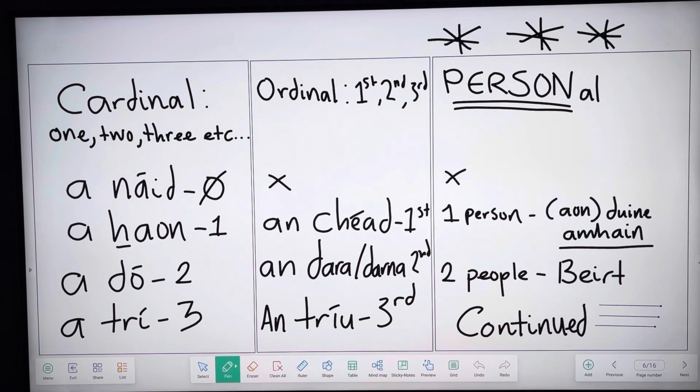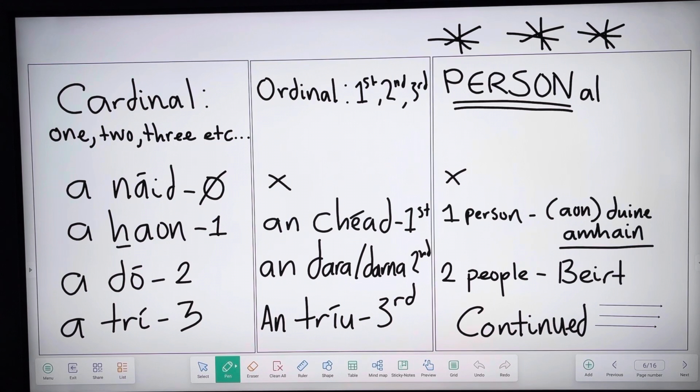Ordinal. Now, it sounds strange, but we use it all the time for dates in English. First, second, third. An chéad for first. Now, the second one, I spell using the An Caighdeán Oifigiúil, the official standard, an dara, but I personally will say an darna. So an dara, the second, and an darna, the second. And then the third, an tríú, the third. First, second, third.